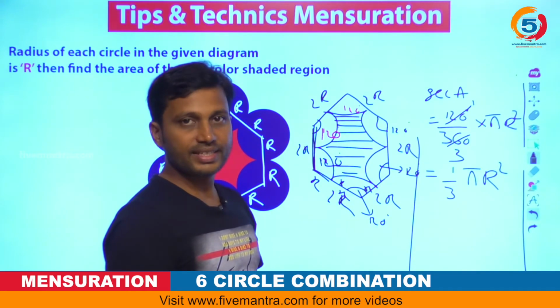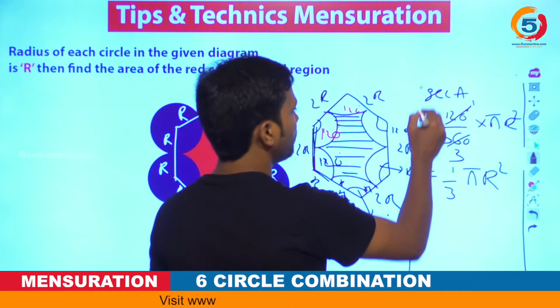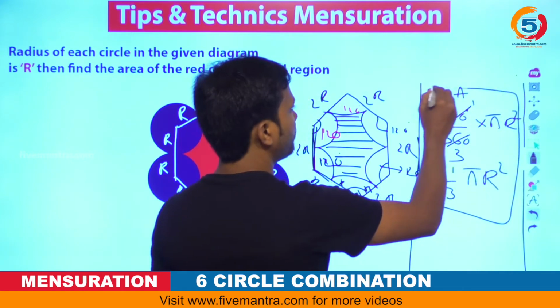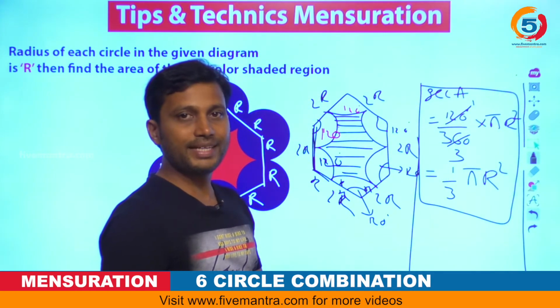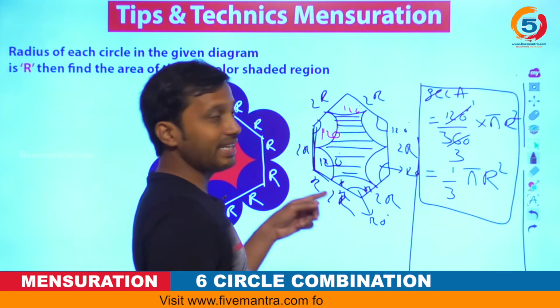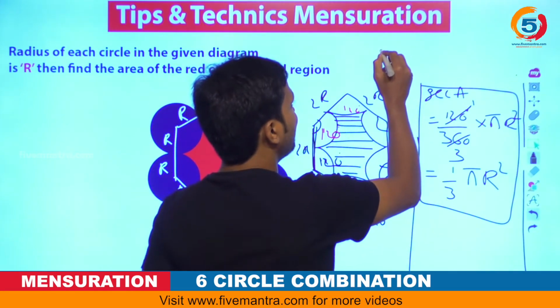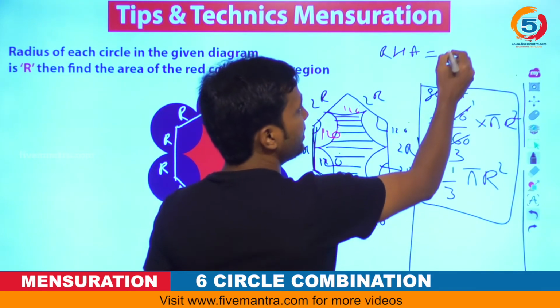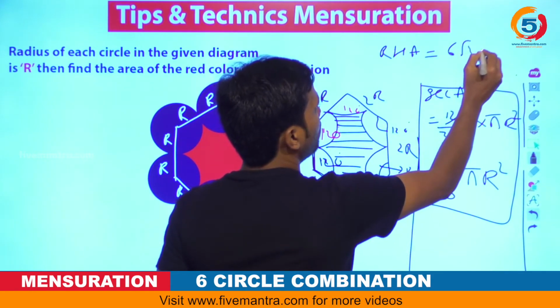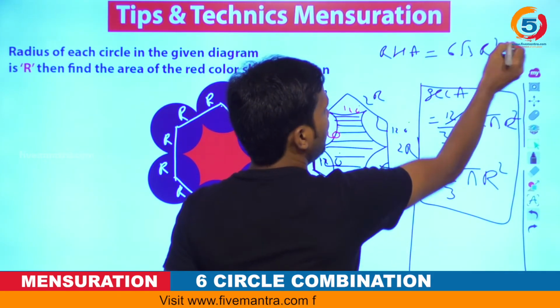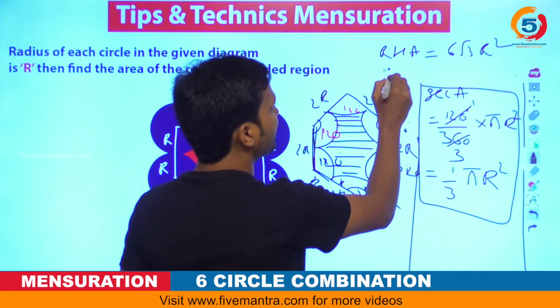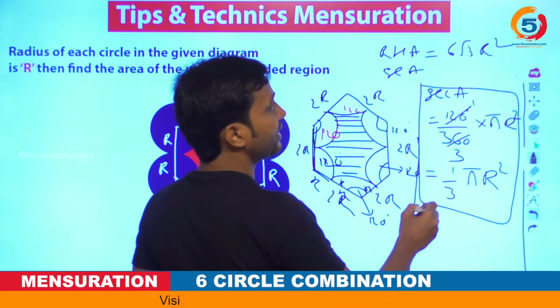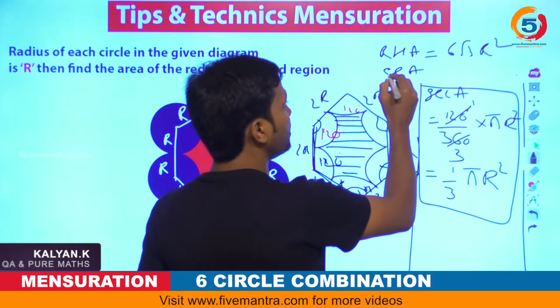So what results have we obtained till now? The area of the regular hexagon is 6 root 3 r square, and the area of each sector is how much?